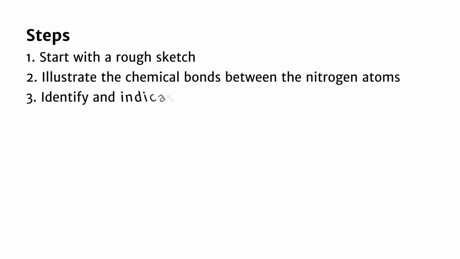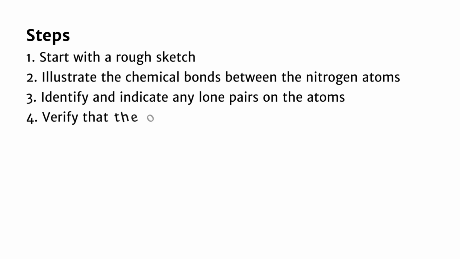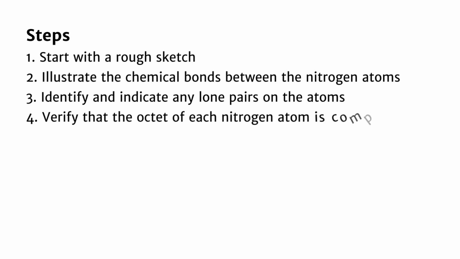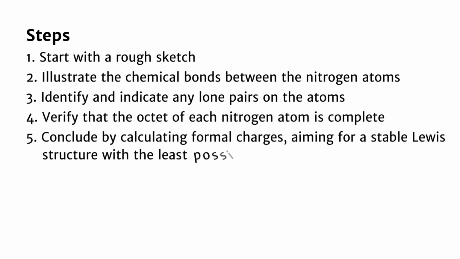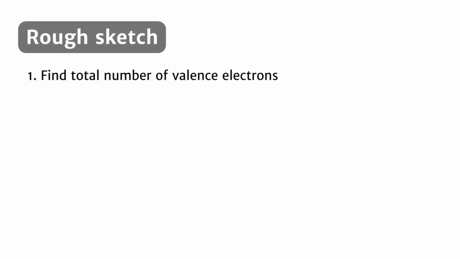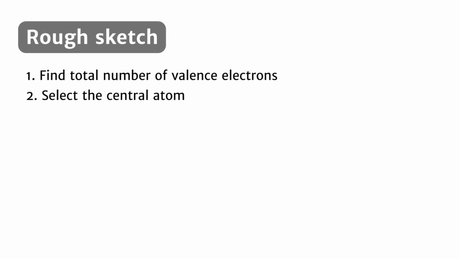Identify and indicate any lone pairs on the atoms. Verify that the octet of each nitrogen atom is complete. Conclude by calculating formal charges, aiming for a stable Lewis structure with the least possible formal charges. Before drawing the rough diagram, we'll first calculate the total number of valence electrons and then identify the central atom.